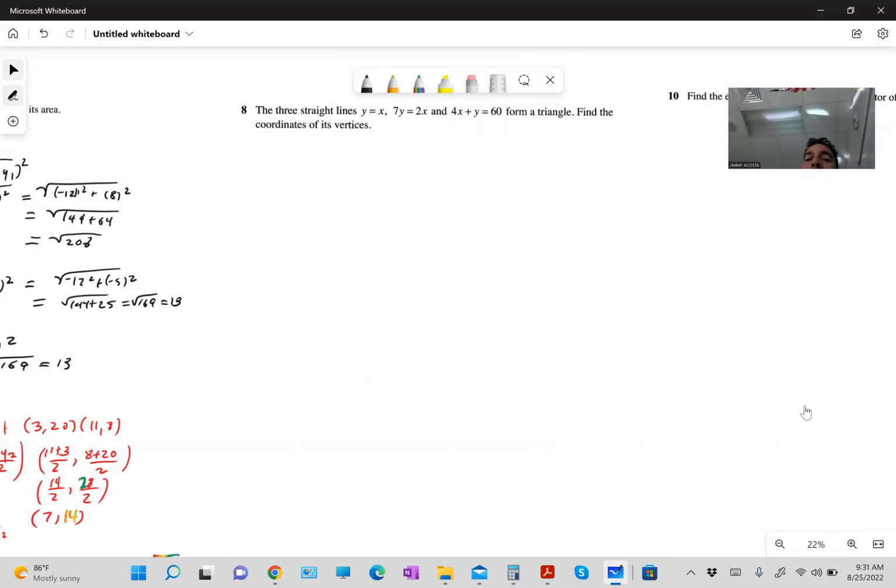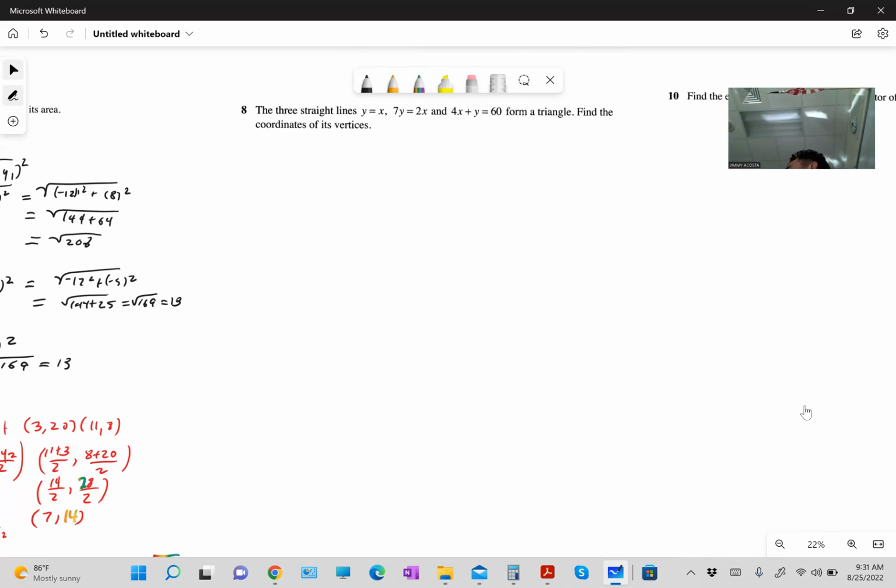The 3 straight lines y equals x, 7y equals 2x, and 4x plus y equals 60 form a triangle. Find the coordinates of its vertices. So now let's think about what they want us to do. They want us to find the intersection points between those 3 lines. They're nice people, huh? That means we have to do 3 different equations that we're solving simultaneously.